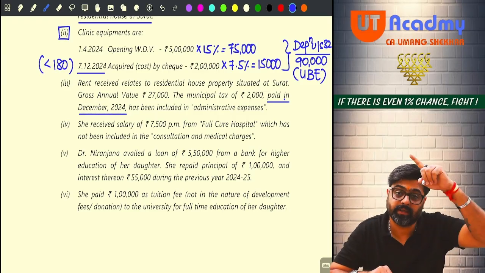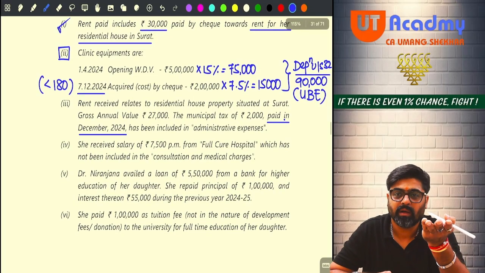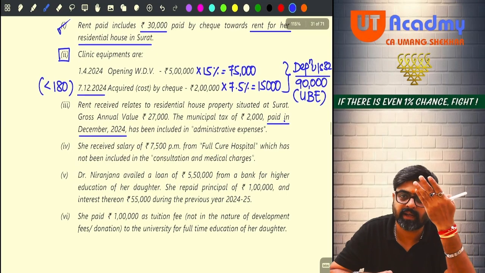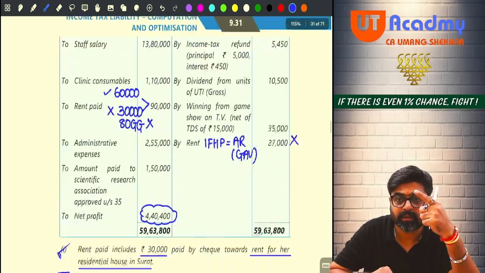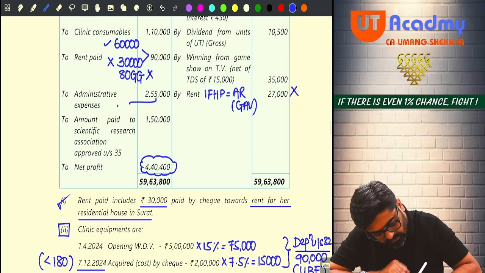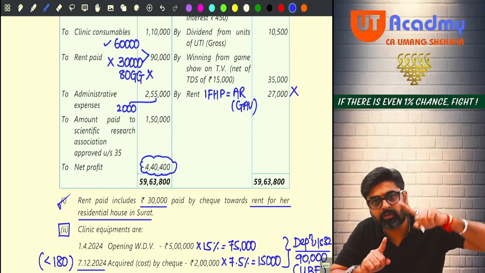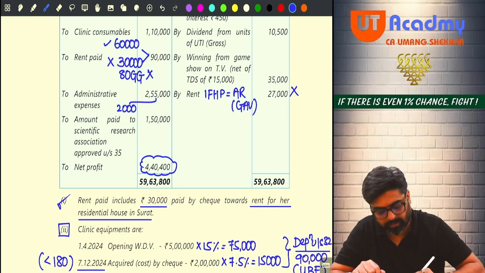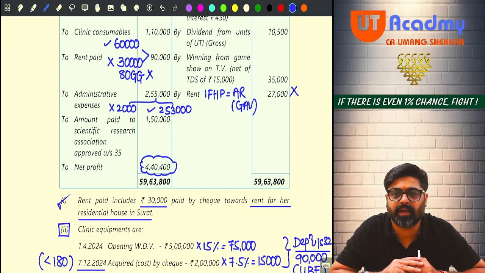has been included in administrative expenses above. So how can you include the expense of your house property head under administrative expense? Is it your business related expense? No. So from your administrative expense, how much is that? 2,55,000. This 2,000 which is related to house property, municipal tax of a house property, this will go to house property. This is not your PGBP expense. So this will not be allowed. Only the balance 2,53,000 administrative expense allowed as a deduction under PGBP head.